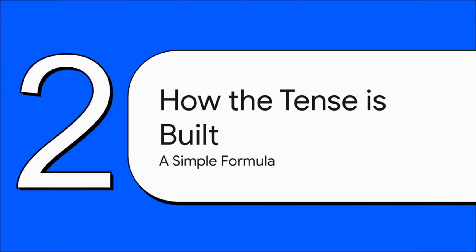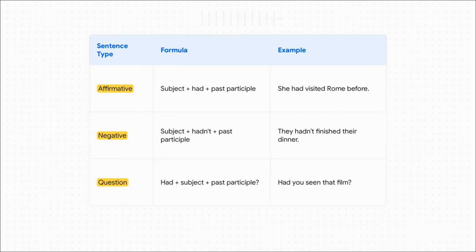And the best part? Building this time machine is surprisingly easy. You don't need a degree in engineering, I promise. It's just a simple, consistent formula. Let's break it down. Look at this. It's so straightforward. If you're making a normal, positive statement, it's just your subject, the word had, and then that past participle form of the verb. Like visited, finished, or seen.